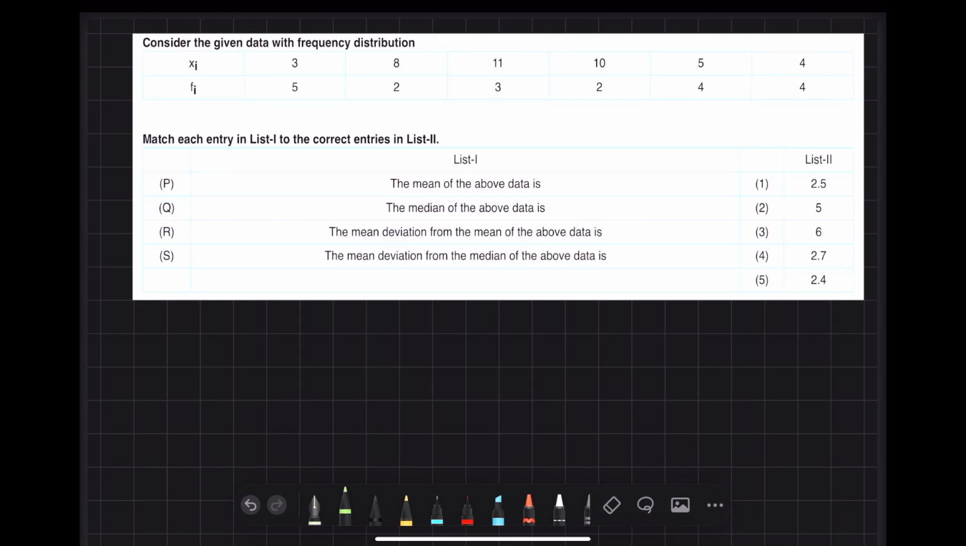So, we have a new problem which says: consider the given data with frequency distribution. They have given you a frequency distribution: 5 students got 3 marks, 2 students got 8 marks, 3 students got 11 marks, 2 students got 10, 4 students got 5, 4 students got 4. So this is unorganized data. Why am I saying this?